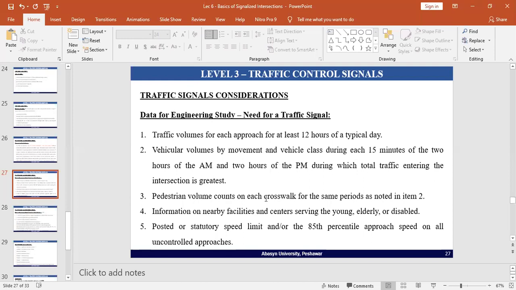Pedestrian volume counts on each crosswalk for the same period as noted in item 2. So you'll also have to note the pedestrian volume as well. Number four is the information on nearby facilities and centers serving the young, elderly or disabled. So you must have information about the nearby areas surrounding this intersection.